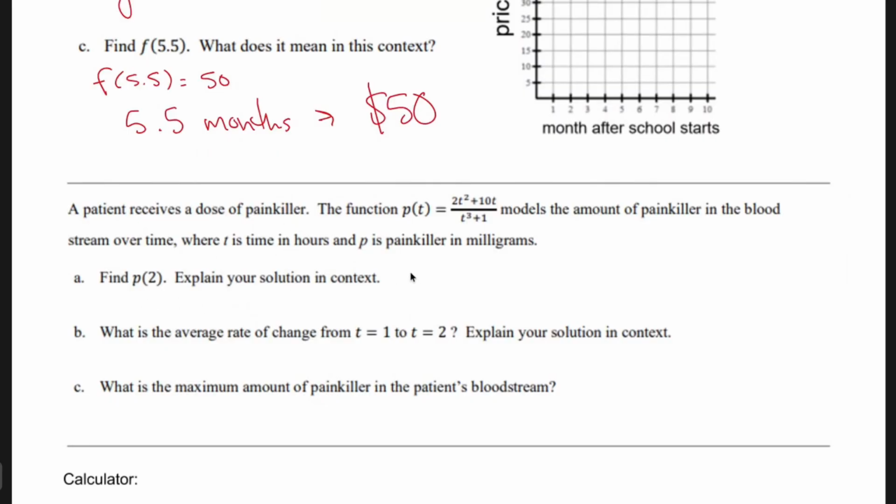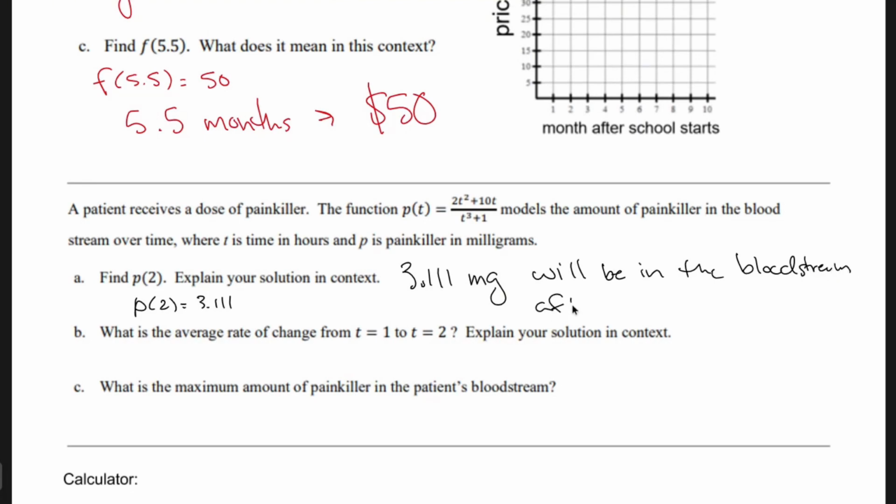Okay, P of 2 ended up being 3.111. So P of 2 was 3.111. And what that means is after 2 hours, so we'll write it out like this. 3.111 milligrams will be in the bloodstream after dose hours. Dose. Painkiller. That was funny. I was nailing the puns today.